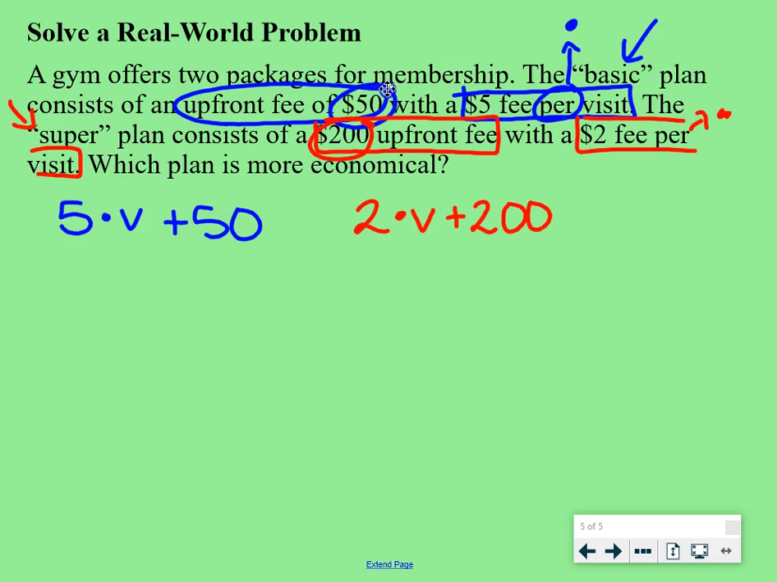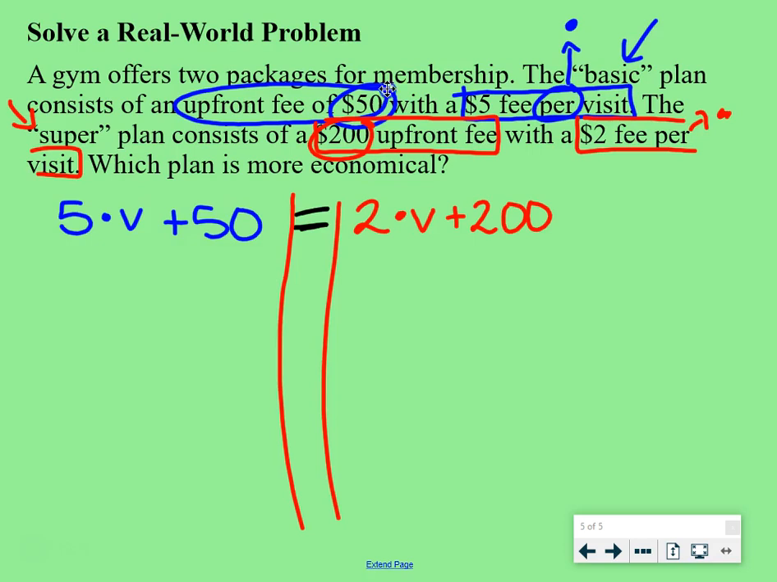Now, when it says which plan is more economical, we want to know which one's going to be cheaper in the long run. So in order to figure that out, we have to set these two expressions equal to each other. We need to set the basic plan equal to the super plan and solve for v. Figure out which one's going to be cheaper in the long run. So we have 5 times v plus 50 equals 2 times v plus 200.